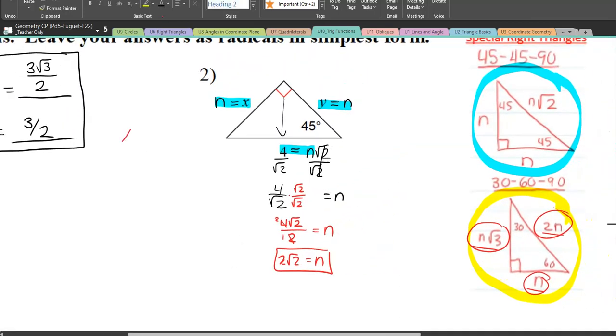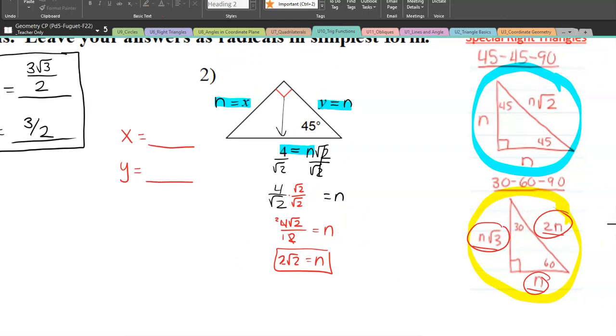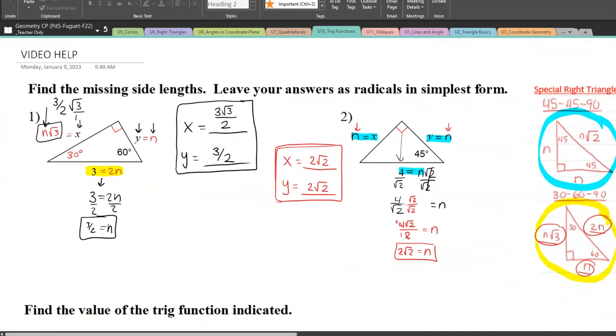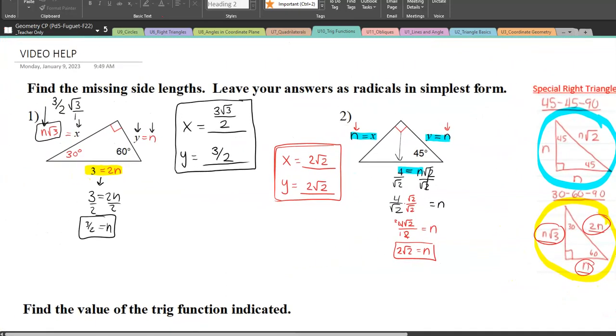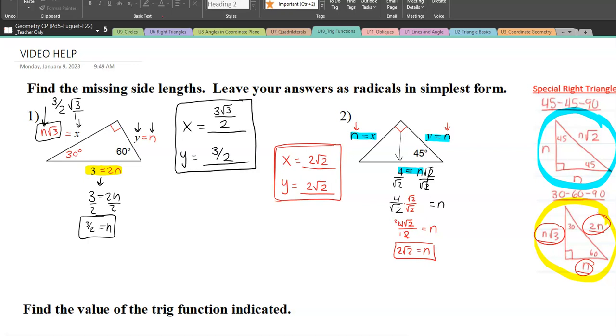And this is why, in this case, this is super helpful, because if you know x and you know y, well, x is equal to n and y is equal to n, so quite literally all we're going to do is insert that 2 root 2 answer, and that's going to solve for our missing two sides of the right triangle. So that is section 1 help. Feel free to pause and go back to any parts of this.